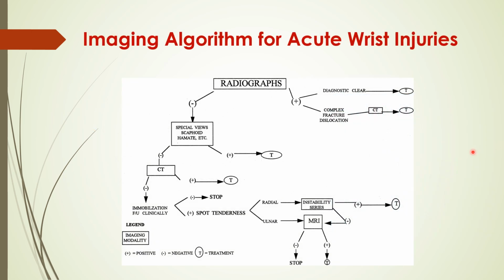So a broad algorithm. Whenever a patient of acute wrist injury comes, you can go ahead with the radiograph. In case the diagnosis is clear, go ahead and treat. In case you find there is a complex injury, it is preferable to do a CT scan. In case radiograph doesn't show anything but you suspect some injury, you should go ahead with special views. If they also don't show anything, go ahead with CT scan. So this is broadly what you should do, and usually CT scan will give you a good assessment of the bony injuries.